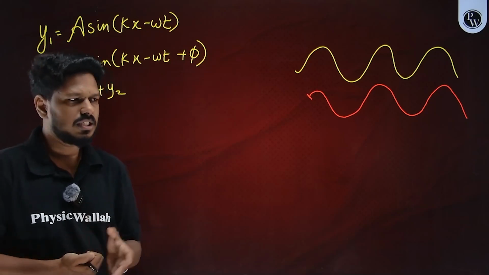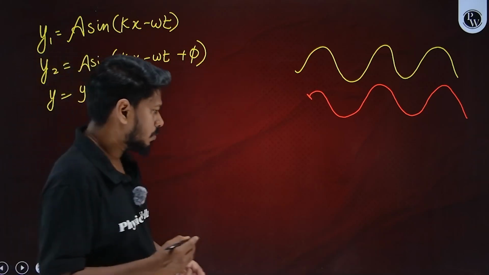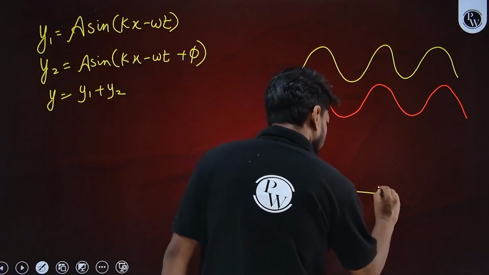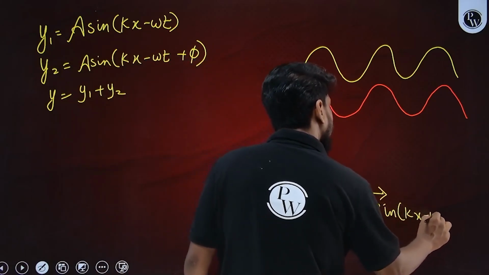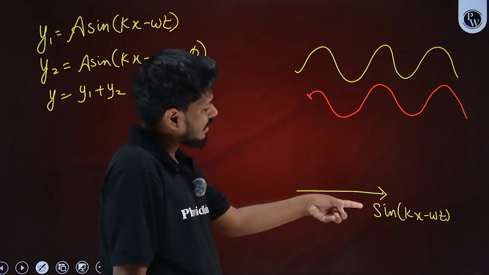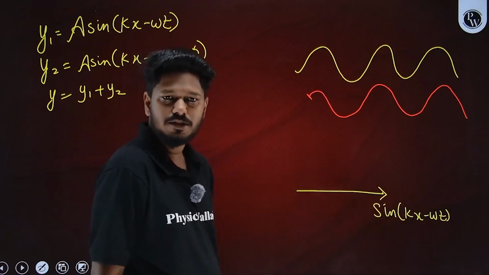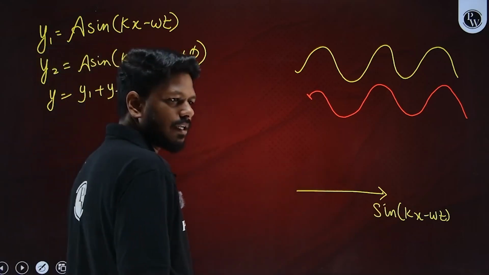Sir, how? This is sine. How can I use vector over here? Let me assume this to be my sine of kx minus omega t. Sir, but vector needs a direction. I have taken this direction as sine of kx minus omega t.